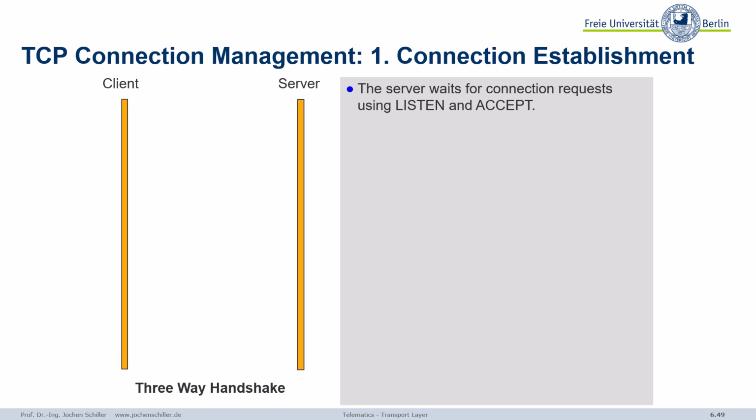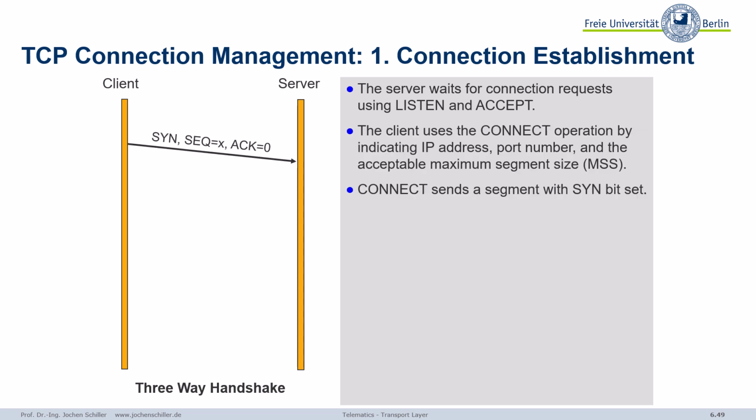So the server listens. Then the client will be active, sending a TCP packet. Now we say the client sends a SYN packet. What does it mean? That's a normal TCP packet with the SYN flag set. So the SYN flag is 1 now. This means, oh, we have a TCP SYN packet. So the client, now this is our connect operation, and you have to know the IP address and the port number of the server, and then sends over this SYN packet.